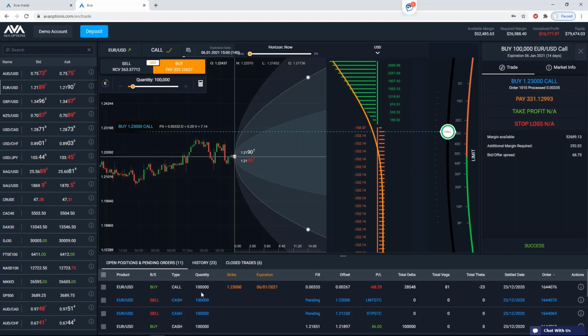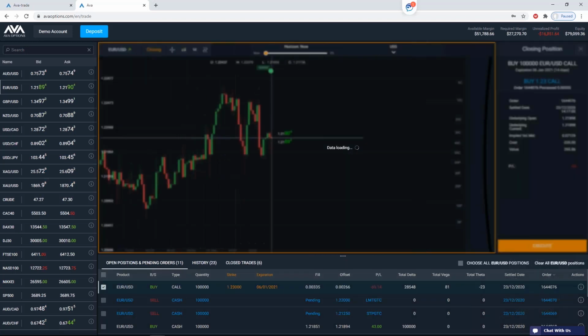I bought a call in 100,000 Eurodollar. Strike is 123, expiring at the 6th of January. This is where it was filled, 33.5 pips. The offset, which is where I could sell it for right now, so I'm incurring the full bid-ask spread in my mark-to-market right now, is 26.8 pips. And it's got theta and vega, etc.